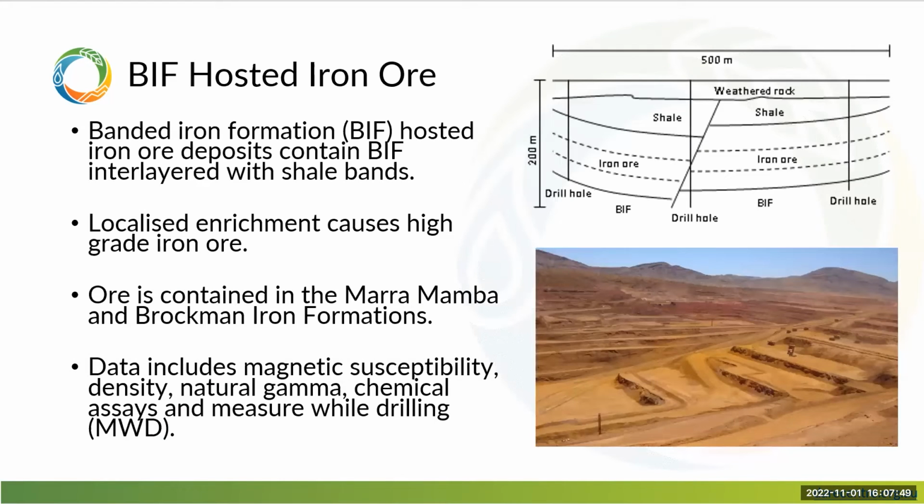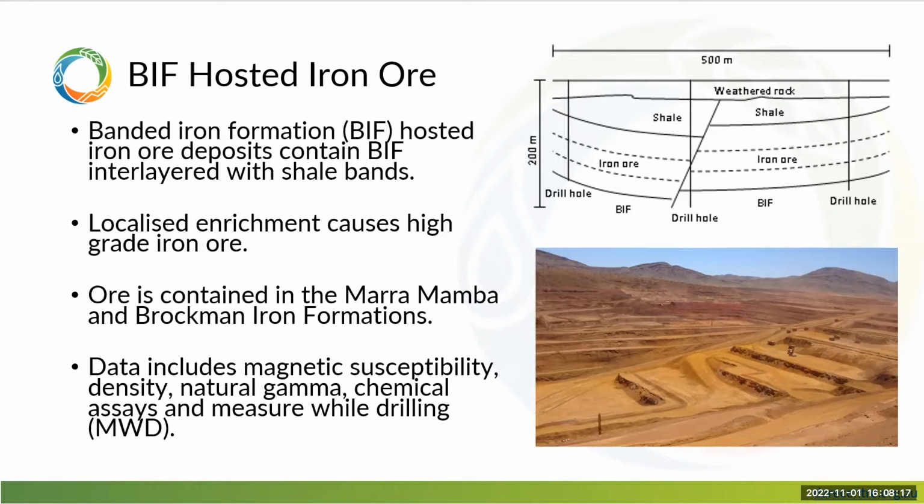My data in this section is all from BIF-hosted iron ore deposits. Banded iron formation consists of layered iron bands interlaid with shale bands. In places, the BIF is locally enriched to form high-grade mineable ore. In the Pilbara, this ore is contained within two main BIF units, the Marra Mamba and Brockman iron ore formations. Data available in these deposits include downhole geophysical data such as natural gamma and magnetic susceptibility, chemical assays, and measure while drilling data.